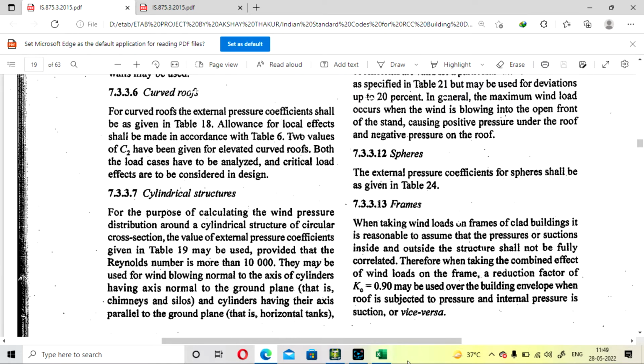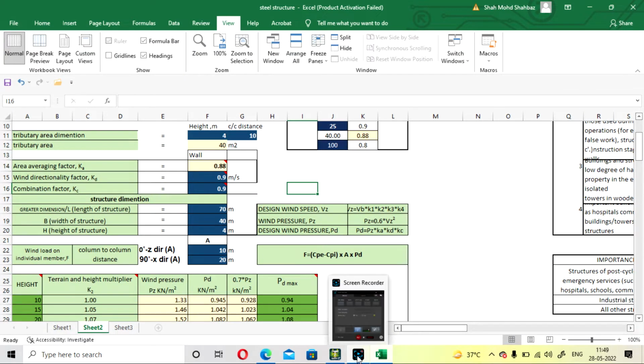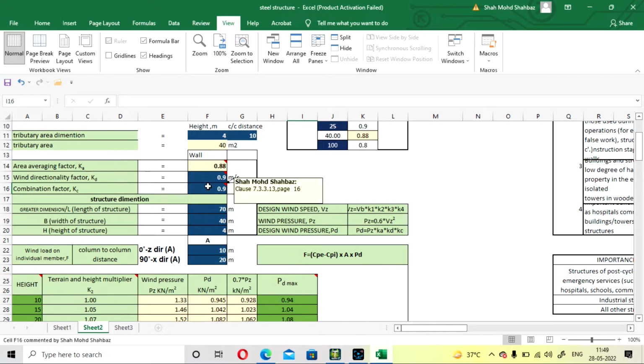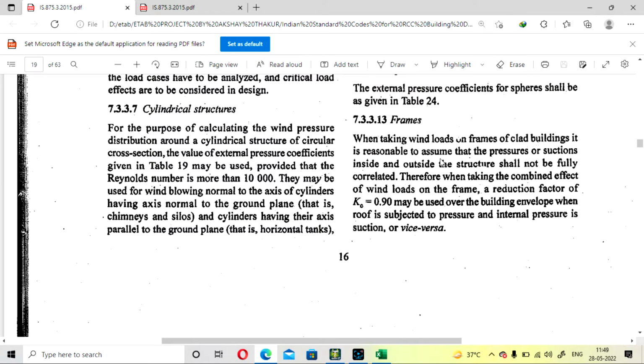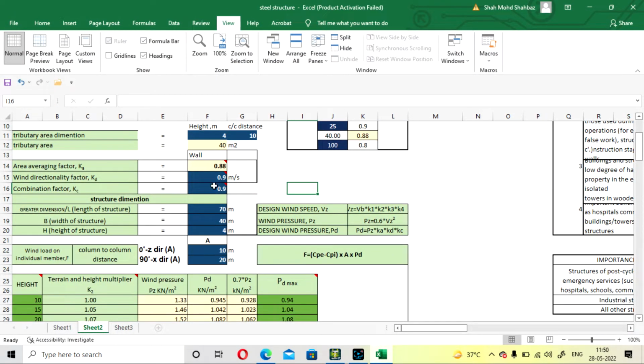On page number 16 you have to find the Kc value. So this will be Kc, 7.3.3.13. Kc here it is shown. When taking wind loads on frames of clad buildings, it is reasonable to assume that the pressure or suction inside and outside the structure shall not be fully correlated. Therefore, when taking the combined effect of wind load on the frame, a reduction factor Kc of 0.9 may be used for the building, when the roof is subject to pressure and internal pressure suction. So we have to apply the roof load also. So we are going with Kc as 0.9. Here it is 0.9.